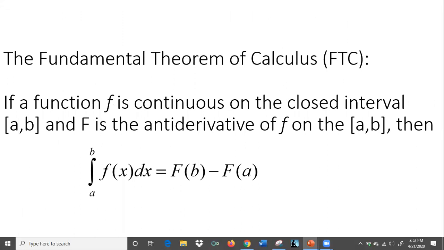The fundamental theorem of calculus, abbreviated by FTC, states that if a function f is continuous on the closed interval [a, b], and F is the antiderivative of f on the same interval, then the integral from a to b of f of x dx is going to be the antiderivative of b minus the antiderivative of a. Now this may sound like a bunch of mumbo jumbo, but trust me, this is going to make your life significantly easier. We're essentially bypassing that whole sigma notation thing.